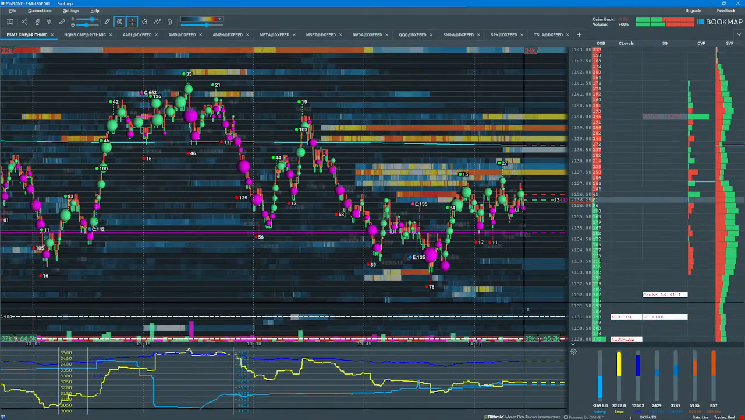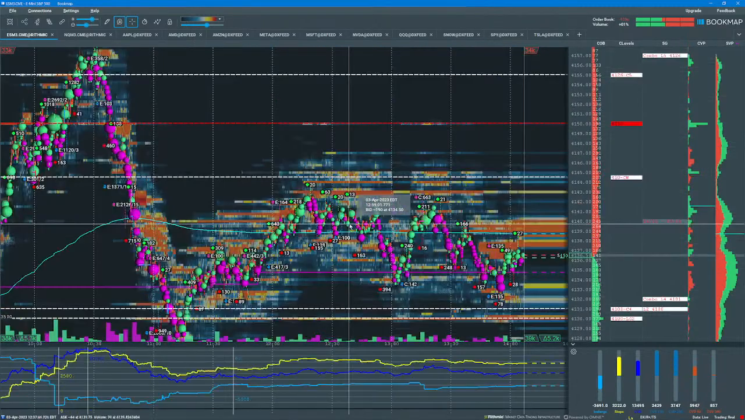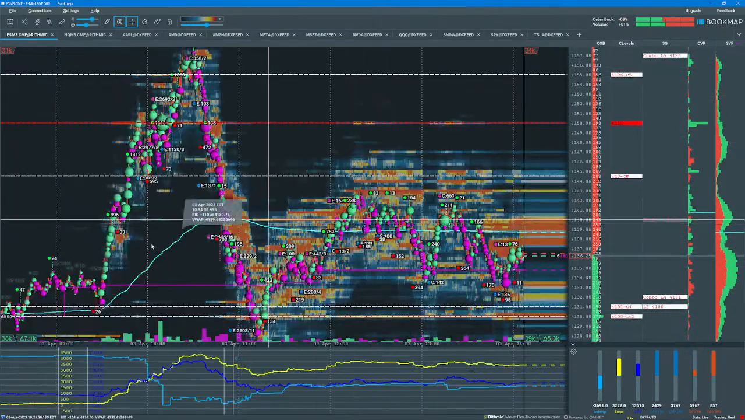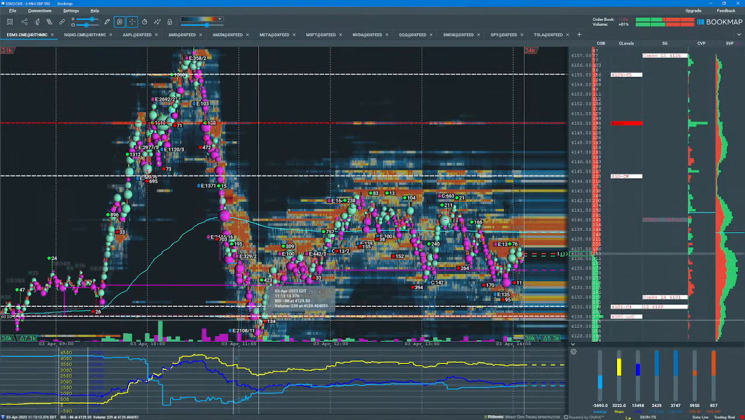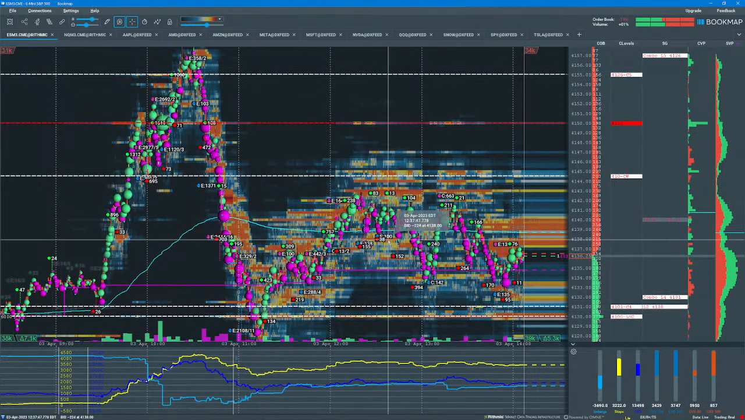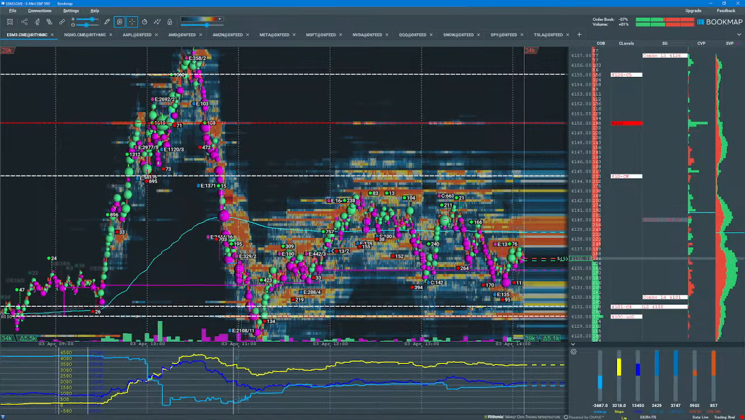Actually, at this point, let's just go back to the entire day. So those were the best moves. The move up in the morning, the move down, and now price is chopping in a pretty narrow range. Let's go back and take a look at Hero.